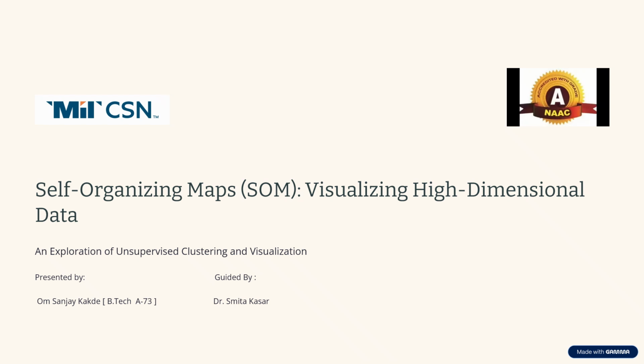This presentation explores how SOM, a type of unsupervised neural network, helps visualize and cluster complex as well as high-dimensional data into a simple two-dimensional map. In other words, it's a technique that teaches machines to organize chaotic data into meaningful patterns automatically. So let's get started.